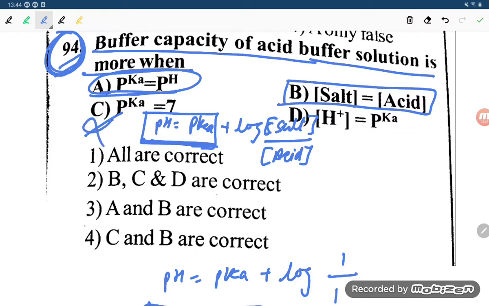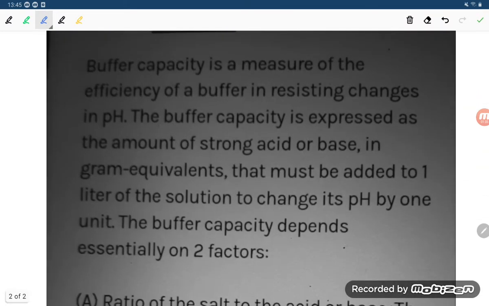pKa 7, that is wrong. H plus ion concentration, this is also wrong. So correct option is A and B. Let us read out the slides, student.